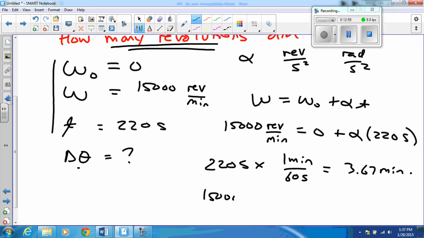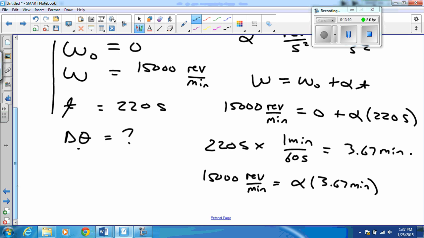So we'll replace this with 15,000 revolutions per minute equals alpha times 3.67 minutes. And now when we solve for alpha, what we get is 4091 revolutions per minute squared as our alpha.